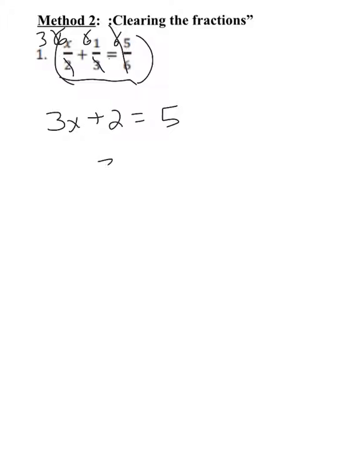And you're off and running again. Bring the 2 over, so you get 3x equals 3, and x is 1, and you can check it. Same thing: I just multiply everybody through by the common denominator, I divide out by the bottoms, and we're off and running. I love that method, but it is totally up to you what you choose. Alright, next example.